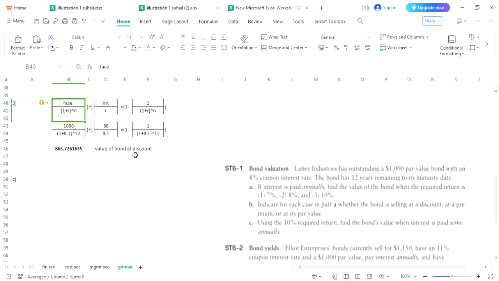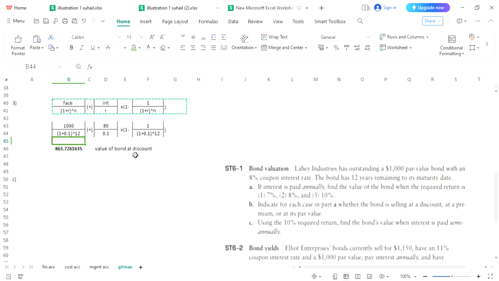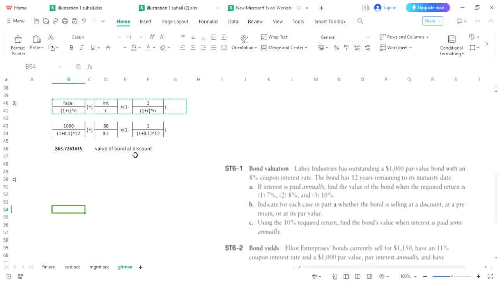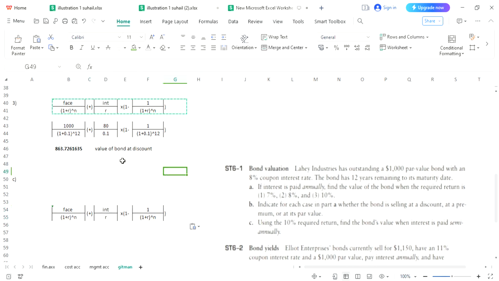So here I'm taking the formula for C part. Same formula I'm using over here. Let's copy and paste it over here. It's not being pasted. Okay, change the place. We have this formula. And now the values.